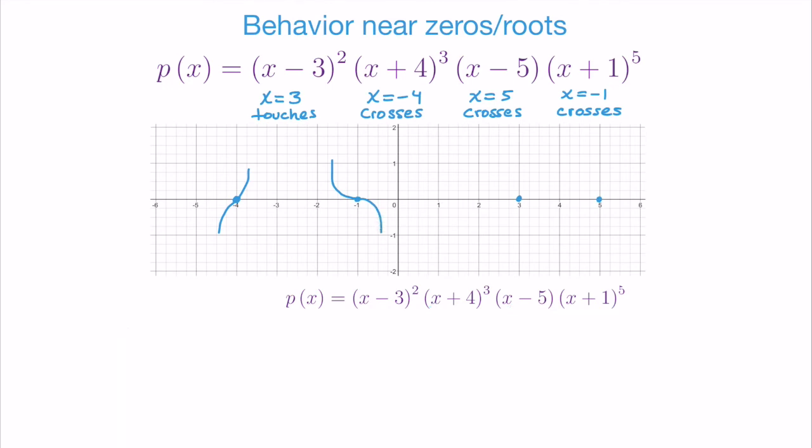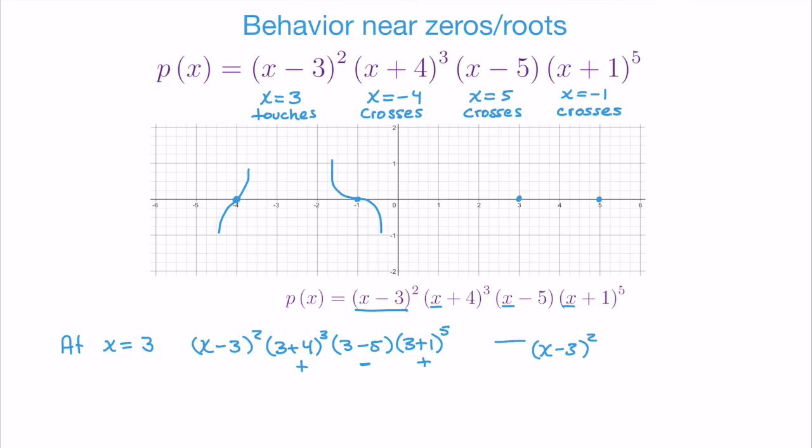Now let's analyze what happens at x equals 3. And again, we plug in 3 everywhere except here at its corresponding factor. So we plug in the 3 here, here, and here. That's (x minus 3) squared times (3 plus 4) cubed times (3 minus 5) times (3 plus 1) to the 5th power. Again, I'm just interested in the signs, so this is positive, this is negative, this is positive. So what we get is (x minus 3) squared with a negative number in the front. That means that the behavior near 3 looks like a parabola opening down, like this.